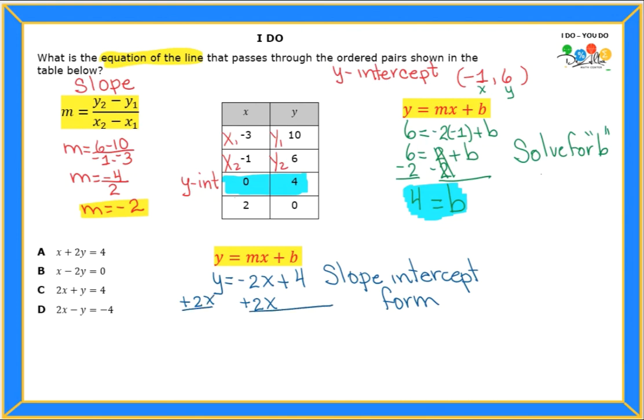Remember that the only way you can get rid of a negative number is by doing the opposite, which is positive. Notice how most of my answer choices do have a 4. That might be a good sign, right? So my 2x's cancel out on one side, and I'm going to rewrite this. I got 2x plus y equals 4. If you look at my answer choices, which one is correct? It should be letter C. Very good. Any questions on that?